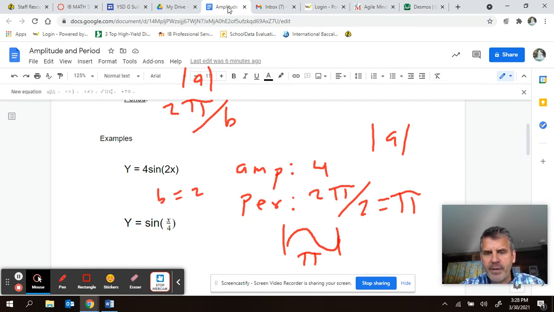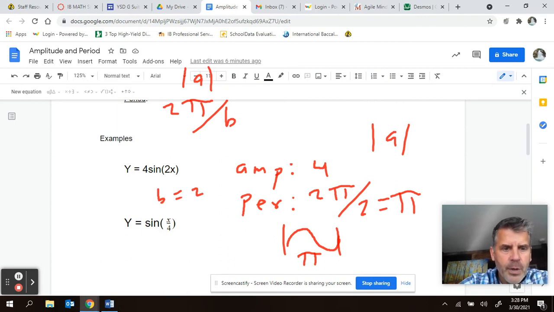I want you to pause the video then. I want you to look at the second example that I have here in front of you. Y is equal to sine of x over 4. Identify the period and identify the amplitude. So pause, take a look at that.